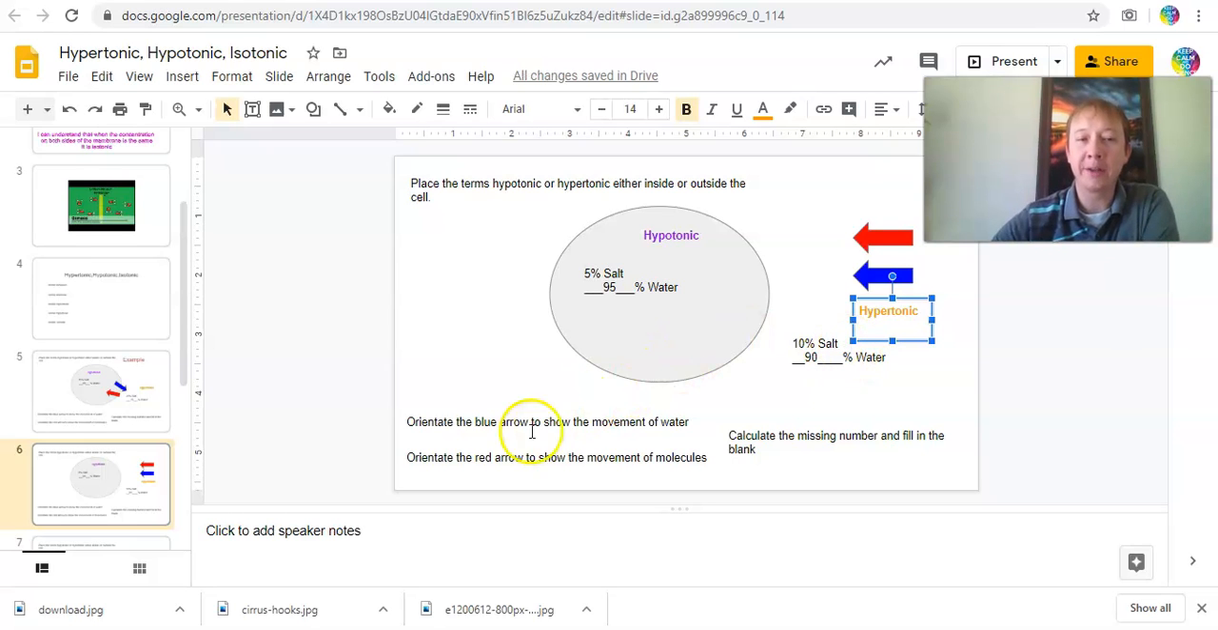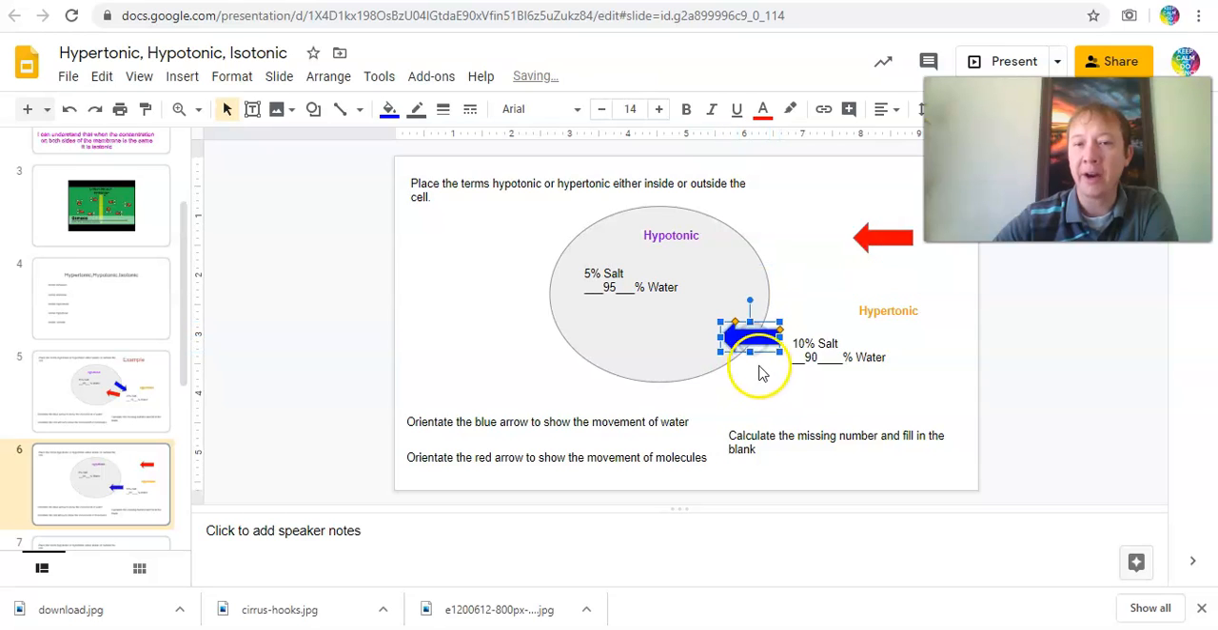Then we're going to orient the blue arrow to show the movement of water. Again, water wants to move from high to low concentration. We're at 95% inside the cell and 90% outside the cell. So we're going to take the arrow and drag it here. Right now it's pointing inside the cell. There's a dot at the top; we click that and rotate it so it's showing that water is moving out of the cell, going from the 95 to the 90.